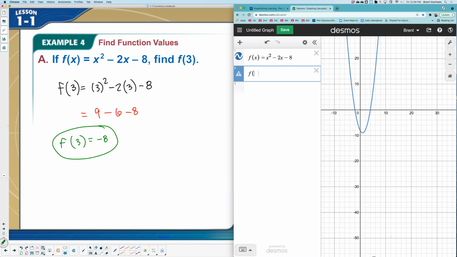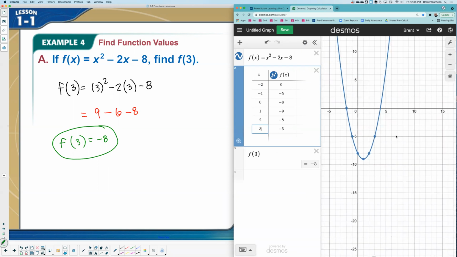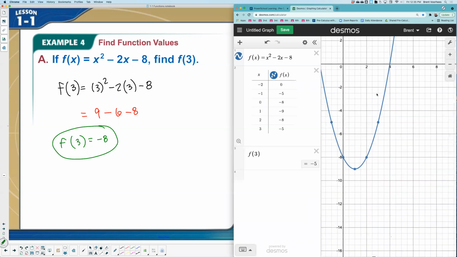I could just say f of 3, and it would give me the answer. Notice it says -5 right there, because it knows what the function is. Another way of doing this is if you go to table, it would show you at 3 that the value is -5, which refers to this point over here. When x is 3, it's this point right there, (3, -5).